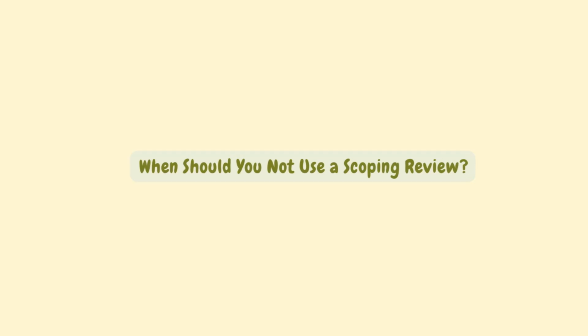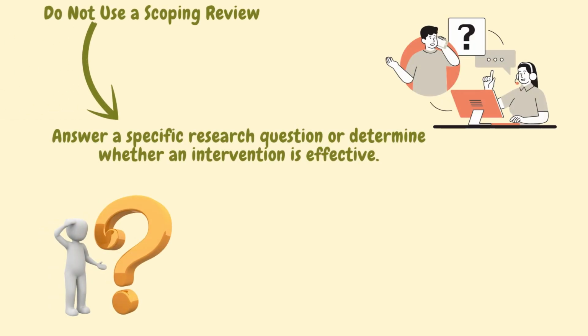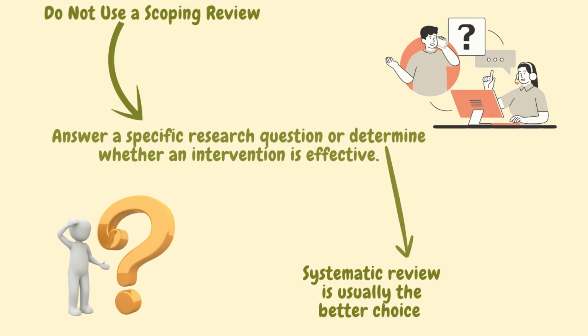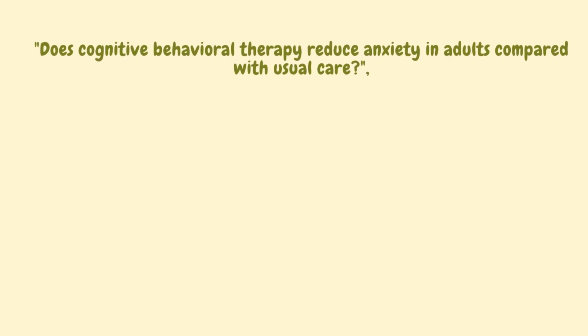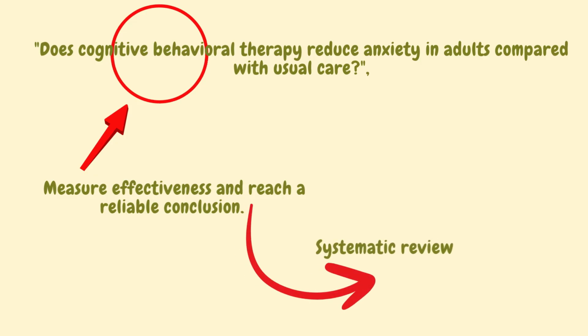When should you not use a scoping review? A scoping review is not suitable when the goal is to answer a specific research question or determine whether an intervention is effective. In these situations, a systematic review is usually the better choice because it critically evaluates the quality of the evidence. For example, if the research question is, "Does cognitive behavioral therapy reduce anxiety in adults compared with usual care?" the objective is to measure effectiveness and reach a reliable conclusion. This requires a systematic review rather than a scoping review.